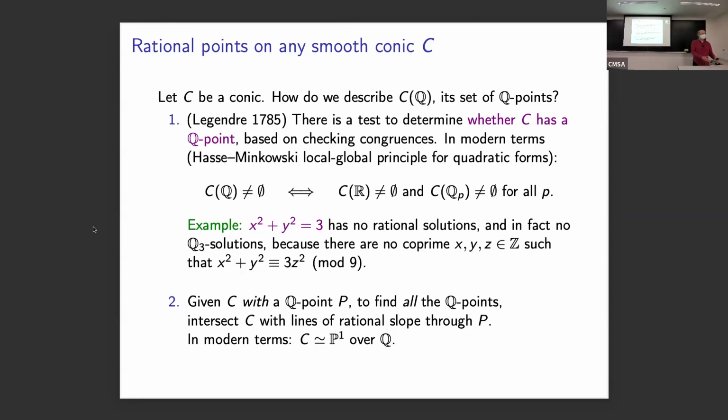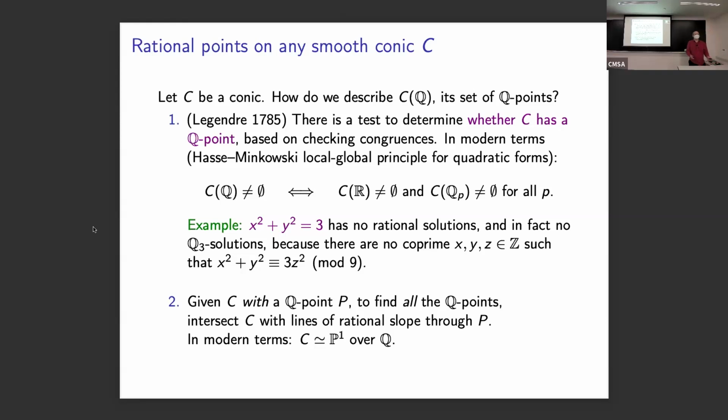And it just amounts to checking some congruences. It turns out the only way that a conic can fail to have a rational point is if there's some kind of congruence obstruction. In modern terms, you would say that this is a consequence of a much more general local-global principle for quadratic forms in any number of variables, called the Hasse-Minkowski theorem. And that says that this curve has a rational point if and only if it has a real point and a p-adic point for every prime p.